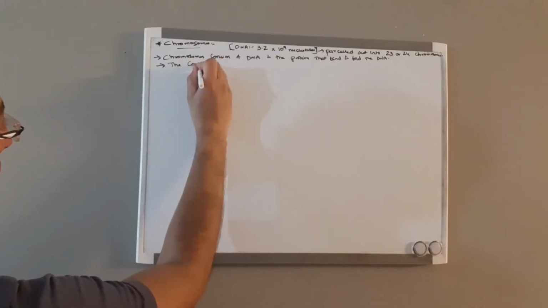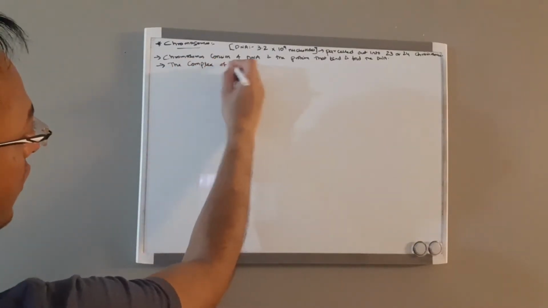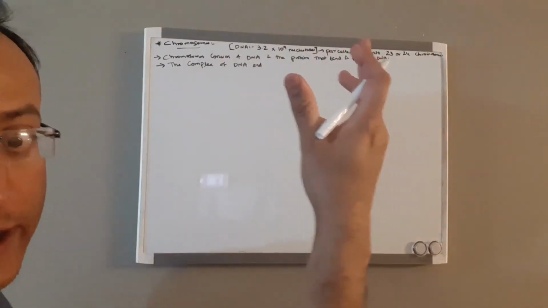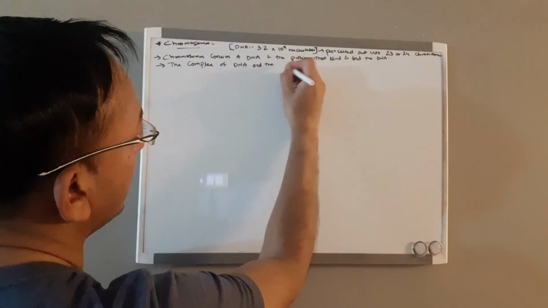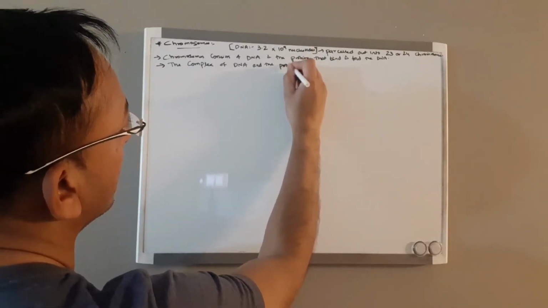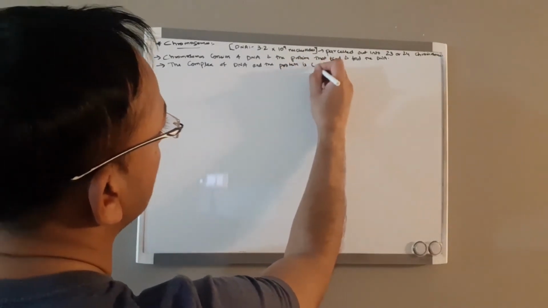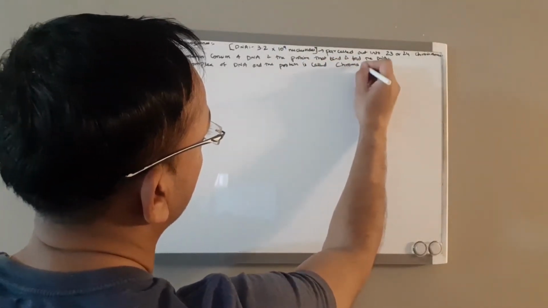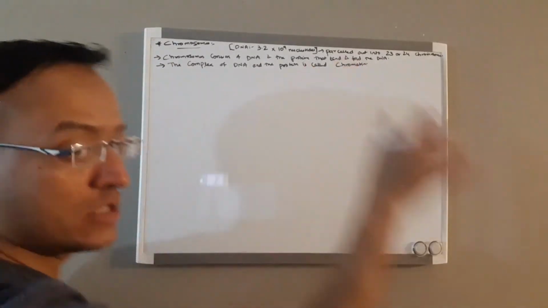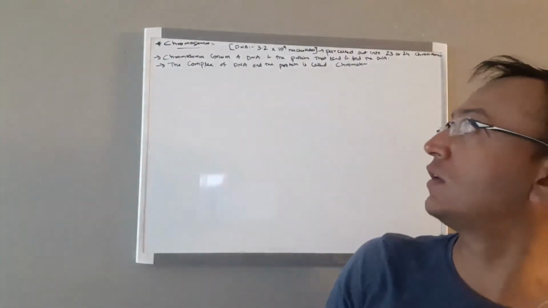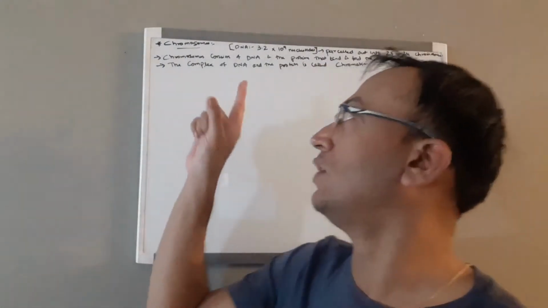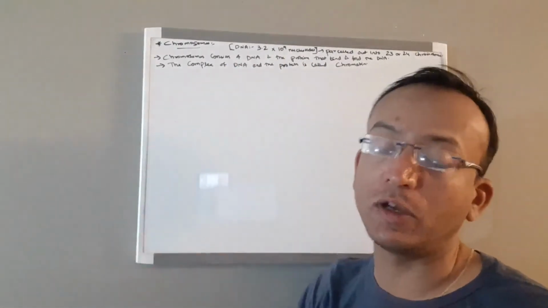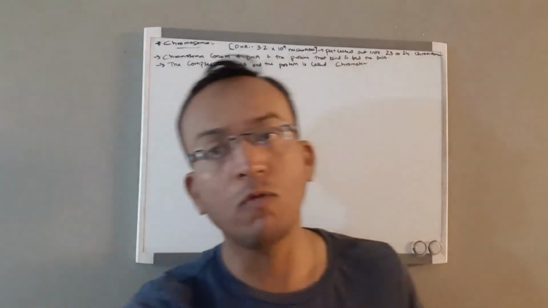So the complex of DNA and the specialized protein together is called chromatin. So when you hear the word chromatin, you will know. The chromatin is a complex of DNA and the protein that is responsible for binding and folding the DNA.